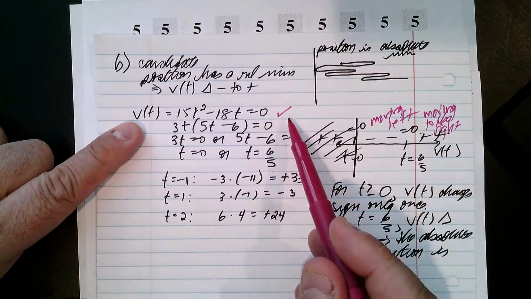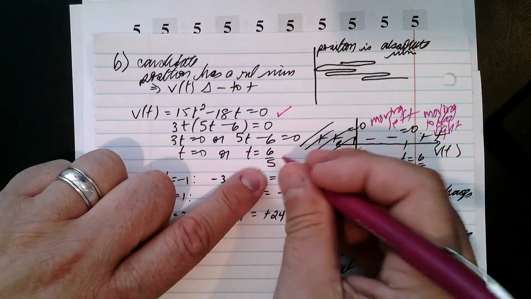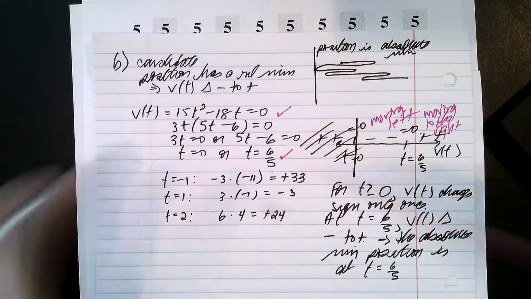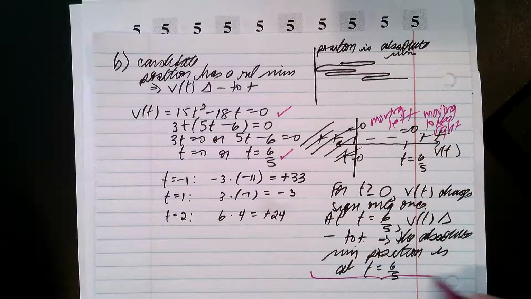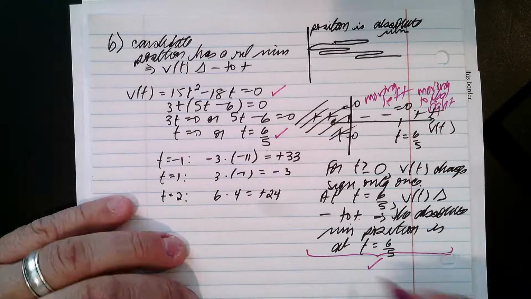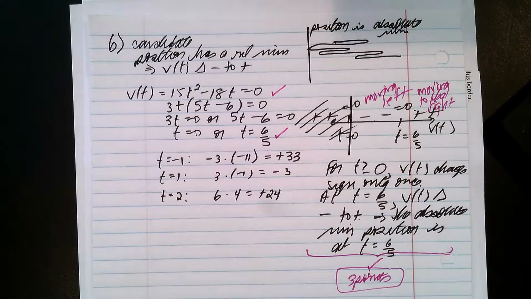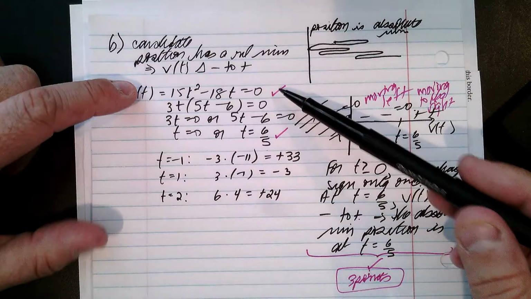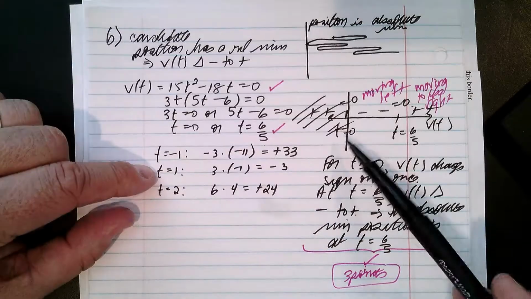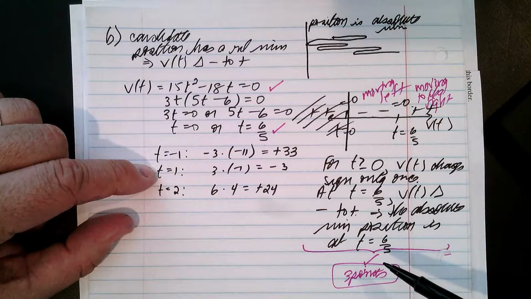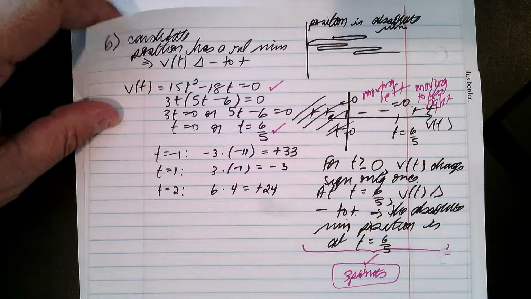So some convenient test points: to the left of 0, how about t equals -1? Between 0 and 6 over 5, how about t equals 1? And to the right of 6 over 5, maybe t equals 2. You're going to evaluate your velocity at each of these times. You could plug into the original unfactored velocity expression. My preference is to use this guy here.